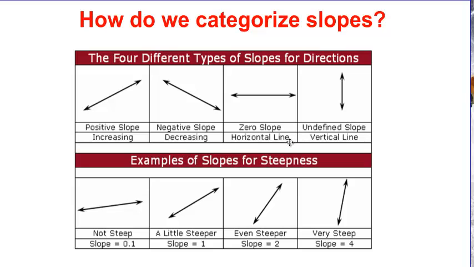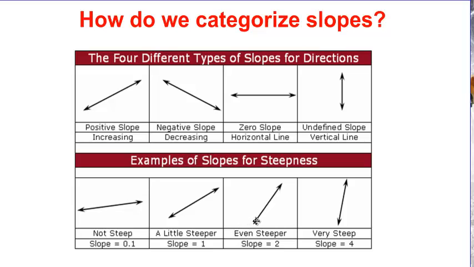The other way we can categorize slopes is by their steepness. So the graph on the left is the flattest of these four graphs, so it's not very steep, and it would have a slope much closer to 0, so like 0.1. The second graph gets a little bit steeper, and it would have a slope a little bit bigger, of 1.